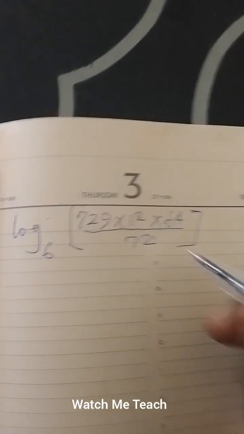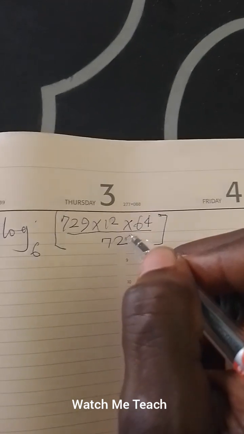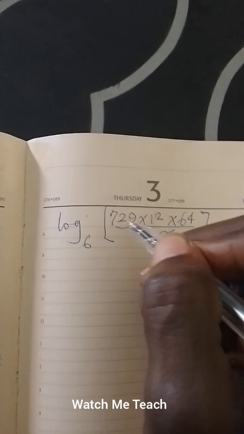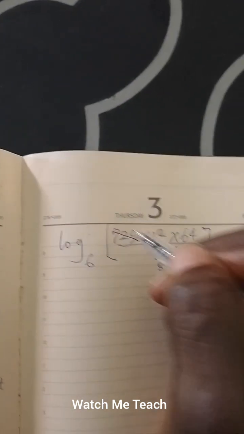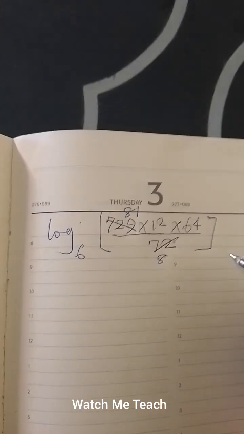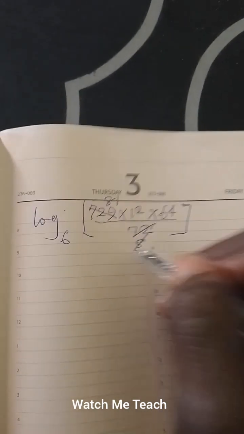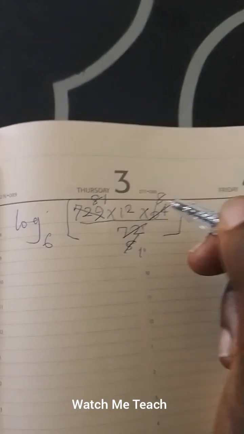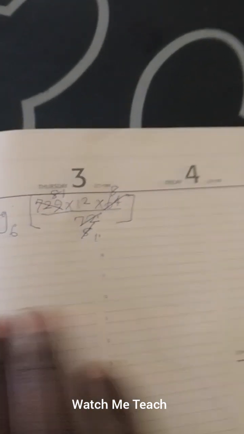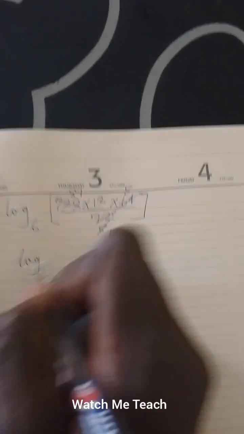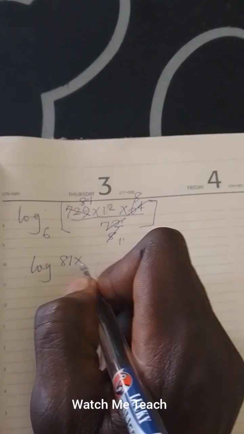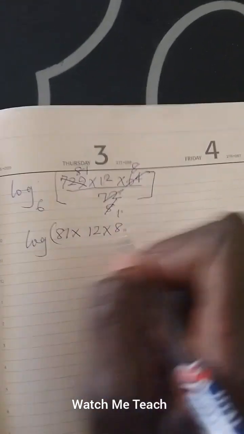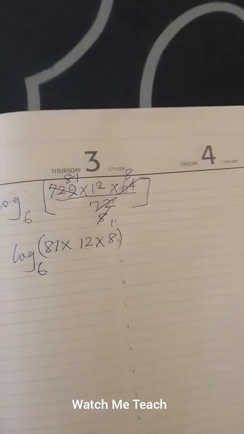Just close the bracket. Now, if we look at this, 9 into 72 will give us 8. 9 into 729 will give us 81. Now, 8 here, 1. 8 in 64 will give us 8. Remember that 8 squared is 64. So, what we have left here is log 81 times 12 times 8. That's what we have left. All in base 6. Exactly.